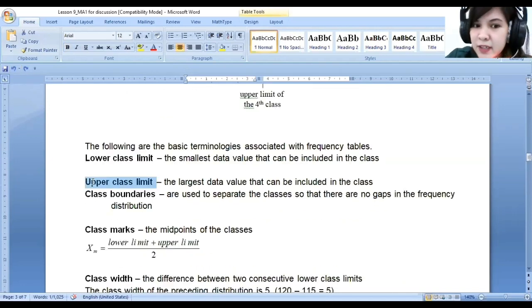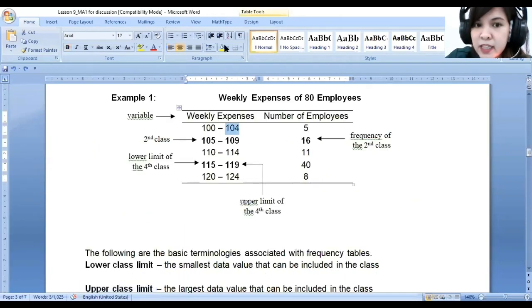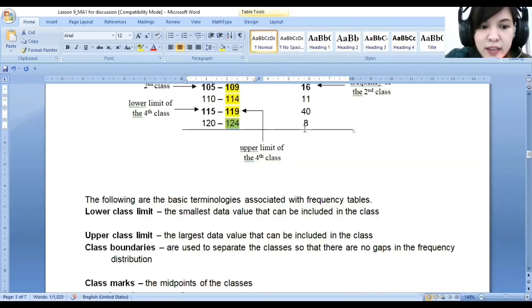Next term. Upper class limit. The largest data value that can be included in the class. So, ang upper class limit naman, lahat na nasa right side. 104, 109, 114, 119, 124. So, pag inisa-isa ko siya, let's say for example, yung last row, nakalagay dito 120 to 124. So, isa-isahin mo siya. 120, 121, 122, 123, 124. What is the highest? The largest is 124. So, siya yung pinakamataas sa isang class. Yung class na last row na sinabi ko. Okay?